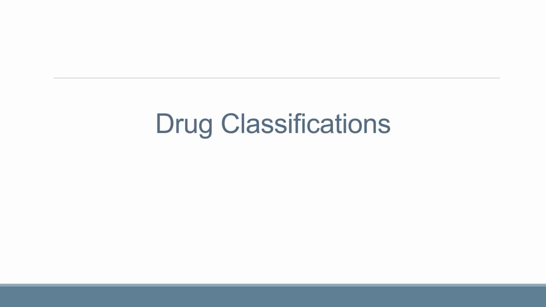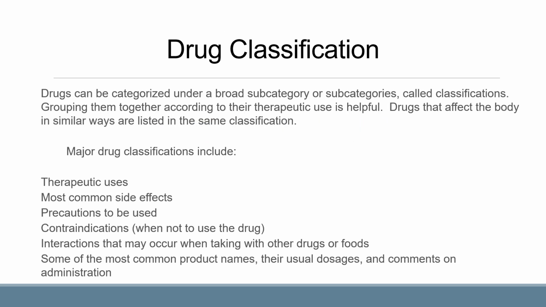So let's talk about drug classifications. Drugs can be categorized under broad subcategories called classifications. Grouping them together according to their therapeutic use is very helpful. Drugs that affect the body in similar ways are listed in the same classification. Some major drug classification information includes therapeutic uses, their most common side effects, precautions to be used, contraindications, interactions that may occur while taking the drug with other drugs or foods, and some of the most common product names, their usual doses, and comments on administration. All of those things are taken into consideration when coming up with a drug classification.